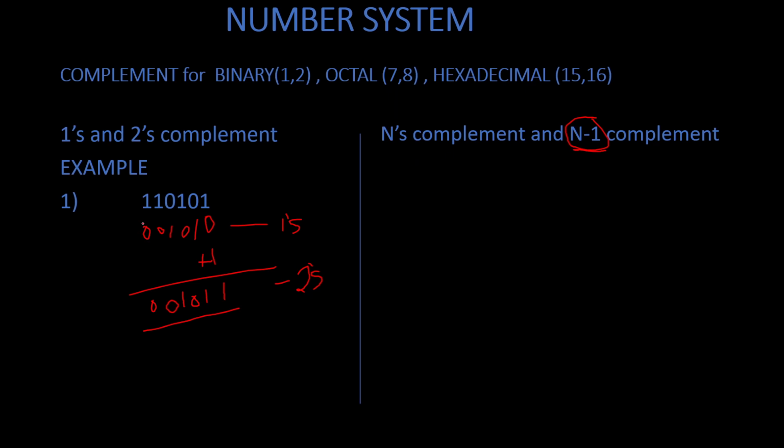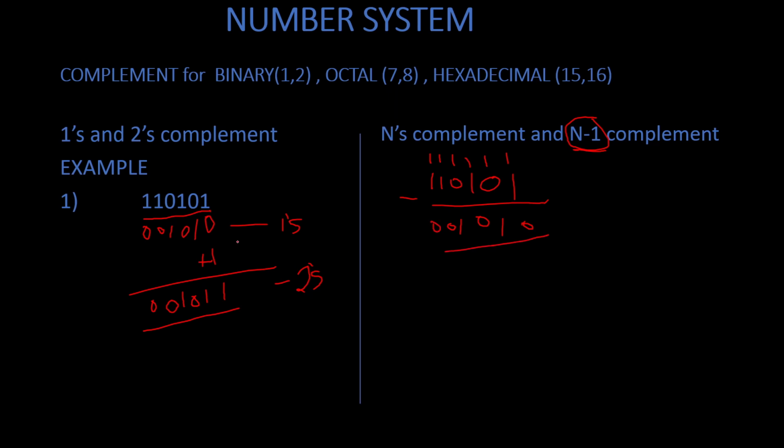Let's take the same example on the left side for binary: 1, 1, 0, 1, 0, 1. In the n minus 1 complement method, all we have to take is the max value. For binary, the max value is 1, and you have to represent that max value in every bit, like this: 1, 1, 1, 1, 1, 1. Now what we have to do is subtraction. 1 minus 1 is 0, 1 minus 0 is 1, 1 minus 1 is 0, 1 minus 0 is 1, 0.